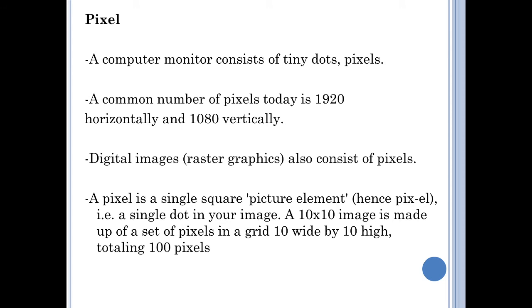Digital images or raster graphics also consist of pixels. A pixel is a single square picture element, hence it is called pix-el, that is, the picture element. A single dot in your image. A 10 by 10 image is made up of a set of pixels in a grid 10 wide by 10 high, totaling 100 pixels.